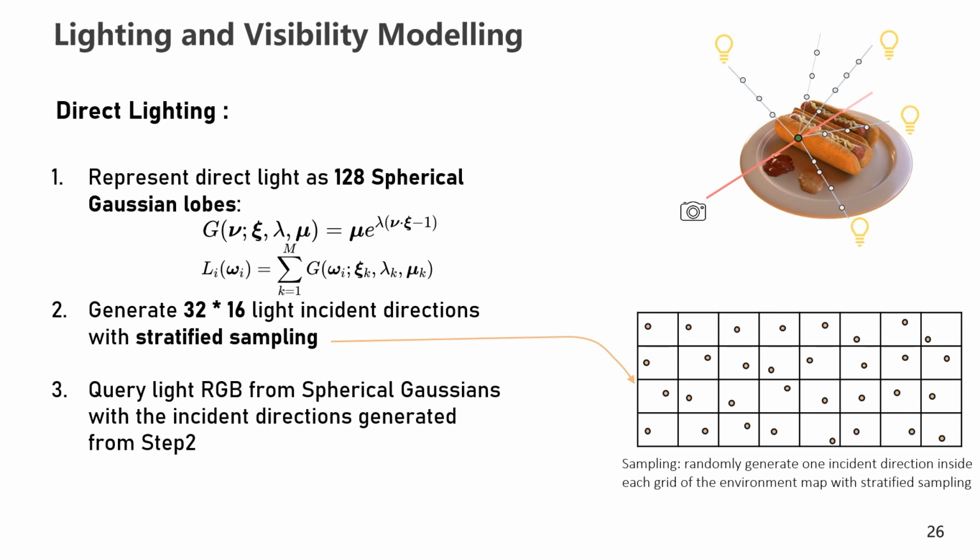For direct lighting, our method represents it with 128 spherical Gaussian lobes. During training, we will generate 512 light incident directions with stratified sampling by randomly generating one incident direction inside each grid of the environment map. Then we will query light RGB from spherical Gaussians with those incident directions.